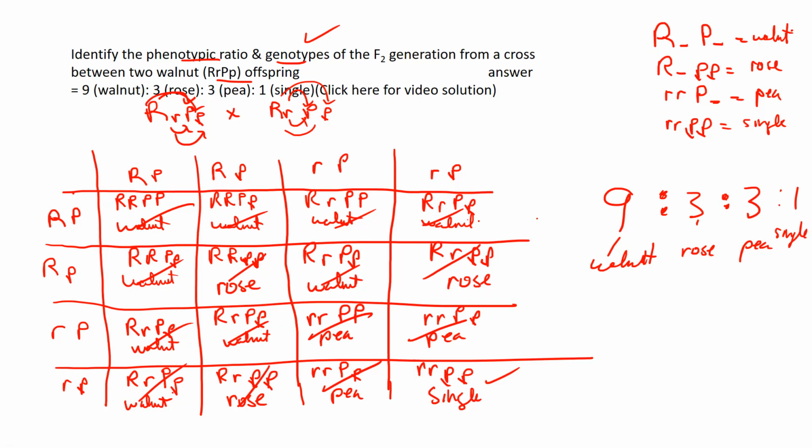Okay, so you should get a 9, 3, 3, 1, 9 being walnut, 3 being rose, 3 being pea, 1 being single. Okay, long question, but no other way around this, no shortcuts with this when both parents are heterozygous.